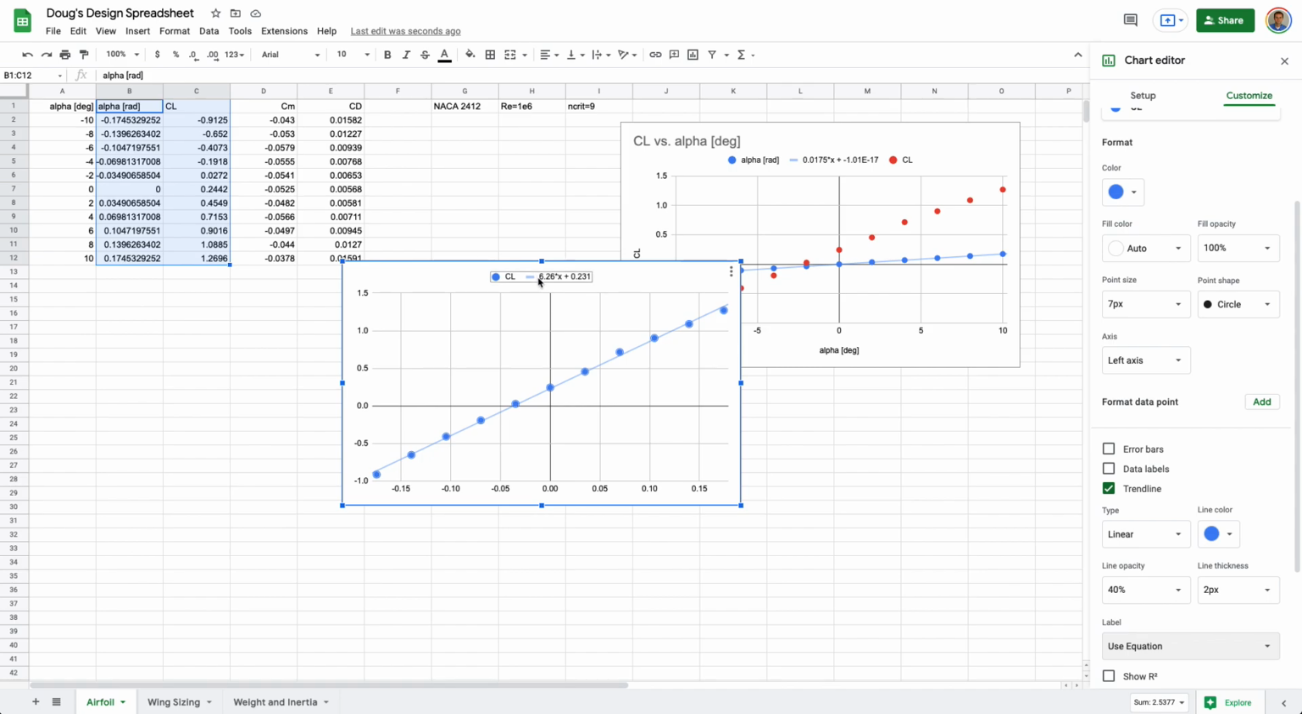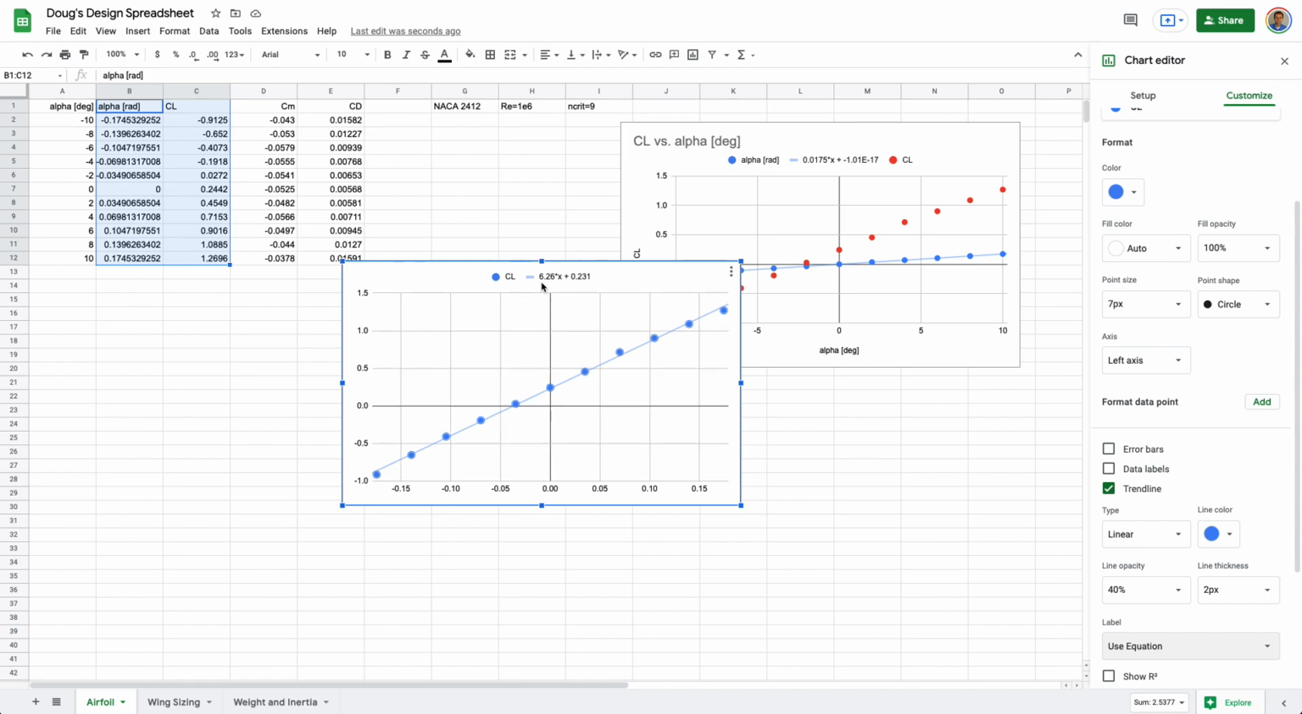So from thin airfoil theory, this is a theory out there that I have some videos on. You can look it up if you're interested. But from thin airfoil theory, you can predict that the lift slope is really close to 2 pi if you're looking at it in terms of radians. So pi is about 3.14. If you times that by 2, that's 6.28.